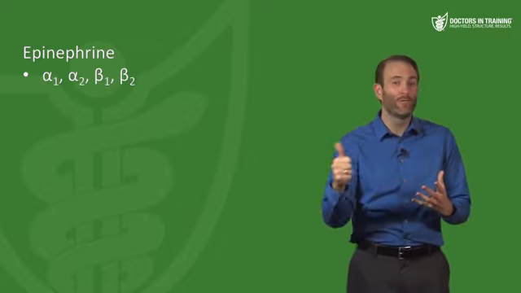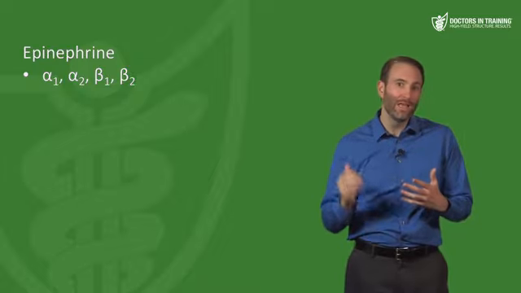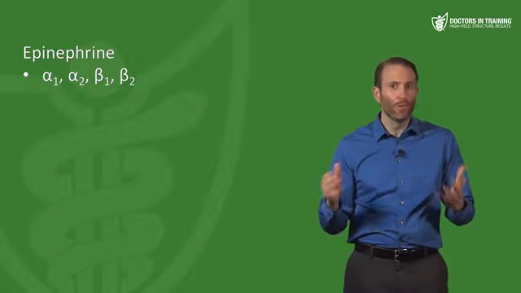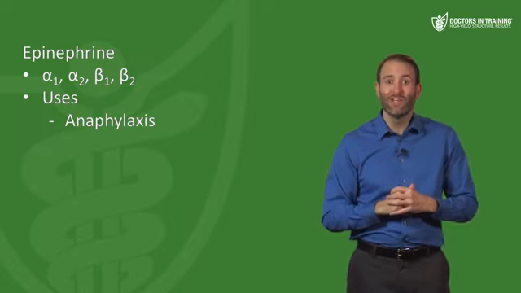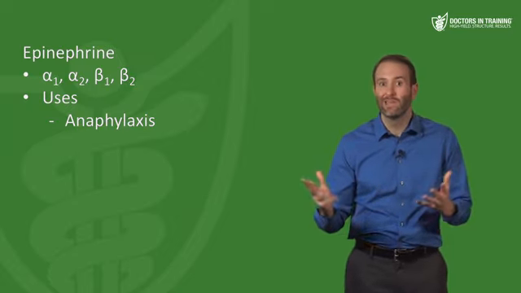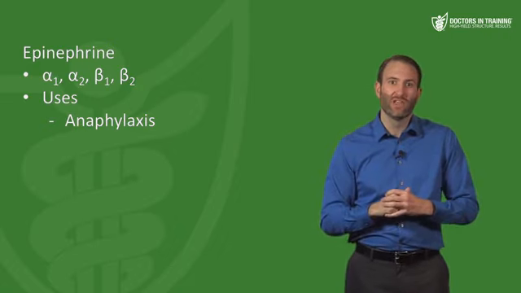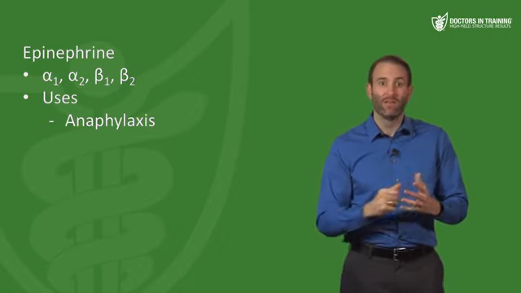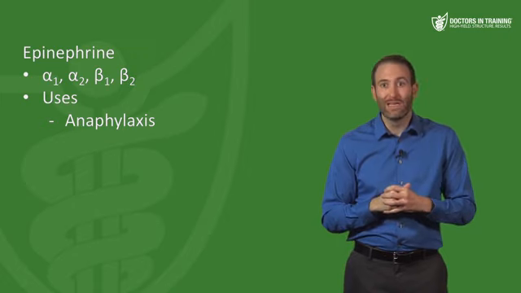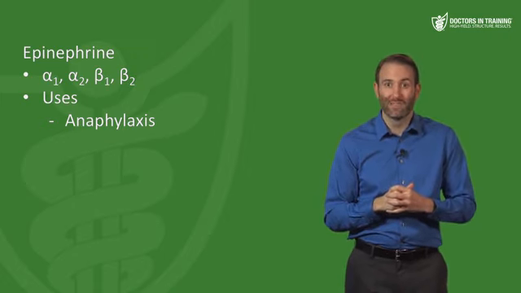So it's going to stimulate alpha-1, alpha-2, beta-1, and beta-2. Now, what are we going to use it for? Well, we'll use epinephrine for anaphylaxis. So if a patient is severely allergic to peanuts or bee stings, he or she may carry around an EpiPen, which is a syringe that a patient can carry around and then self-administer if they're having a big reaction.